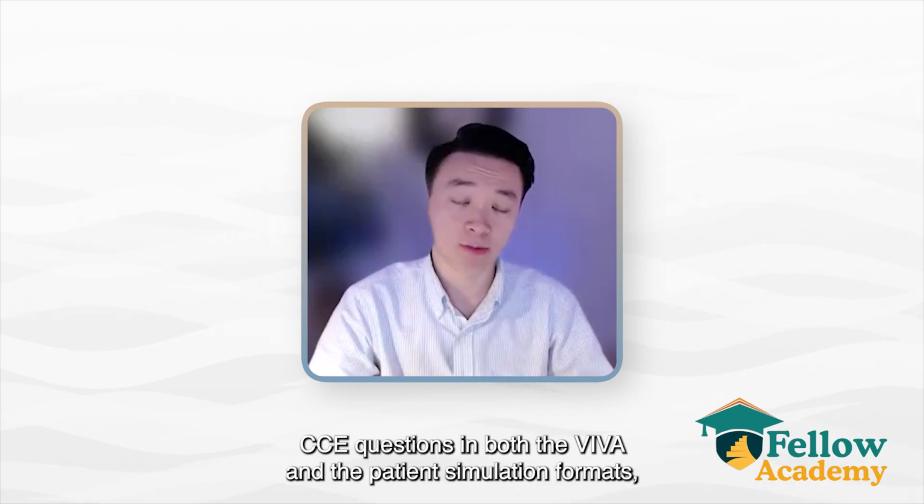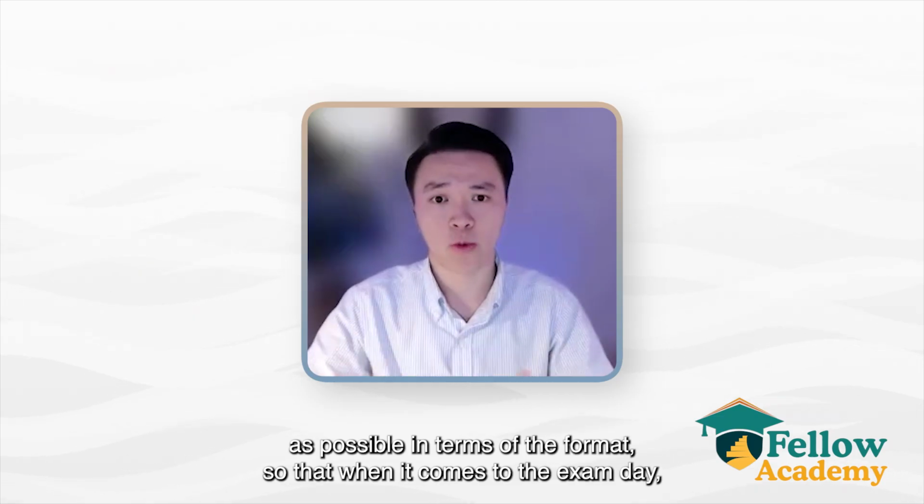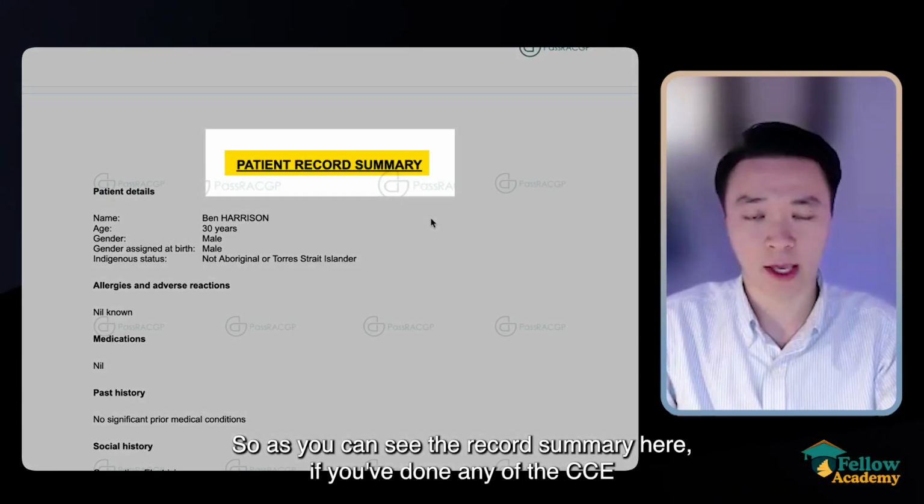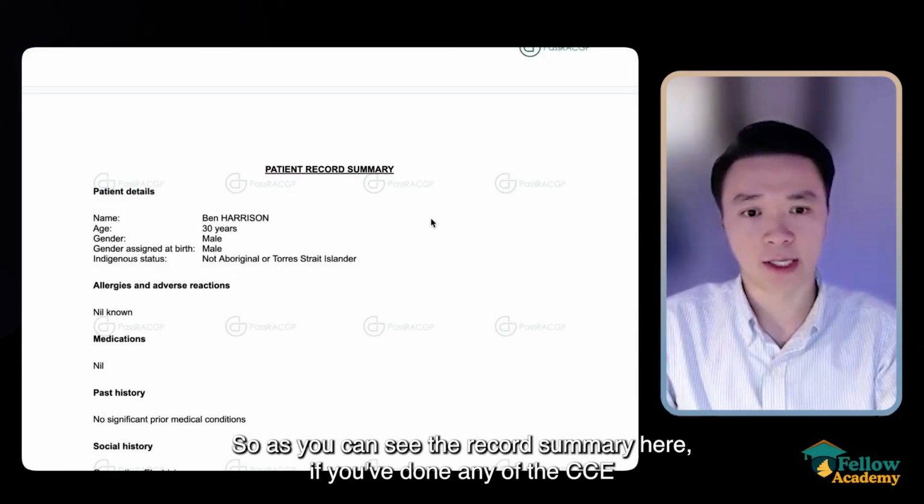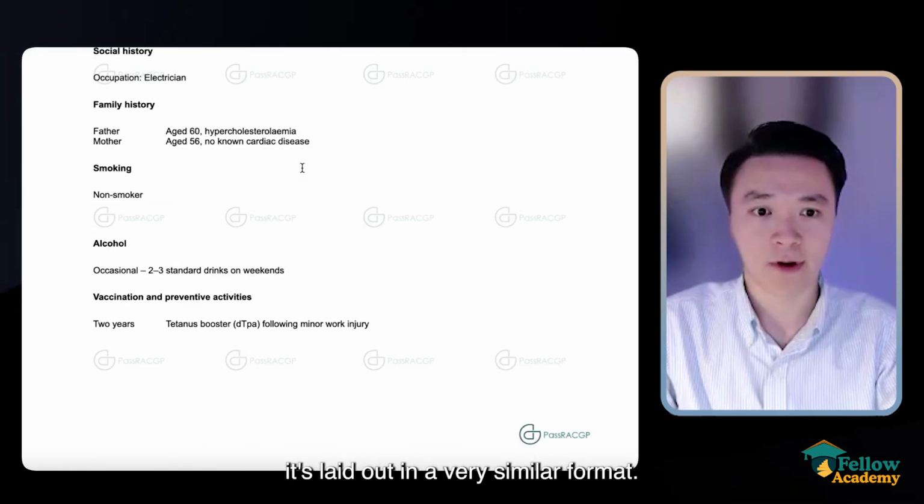So we've tried really hard to create very realistic CCE questions in both the Viva and the patient simulation formats. And we've tried to make it as close to the official RSCGP exam as possible in terms of the format, so that when it comes to the exam day, it feels very, very familiar. So as you can see, the record summary here, if you've done any of the CCE questions from RSCGP, is laid out in a very similar format.